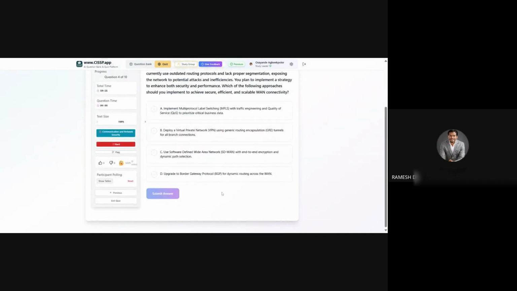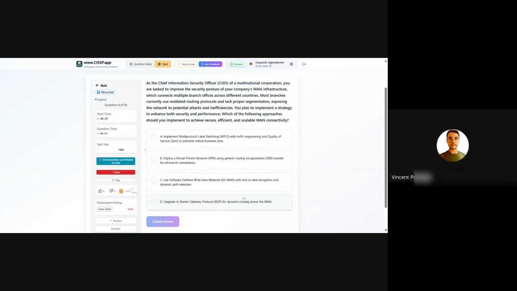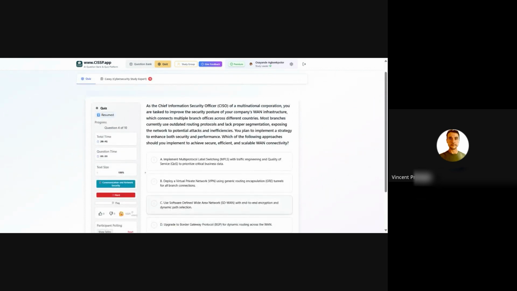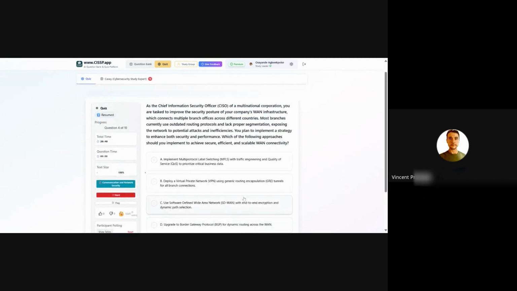As the Chief Information Security Officer (CISO) of a multinational corporation, you are tasked to improve the security posture of your company's WAN infrastructure, which connects multiple branch offices across different countries. Most branches currently use outdated routing protocols and lack proper segmentation, exposing the network to potential attacks and inefficiencies. You plan to implement a strategy to enhance both security and performance. Which of the following approaches should you implement to achieve secure, efficient, and scalable WAN connectivity?